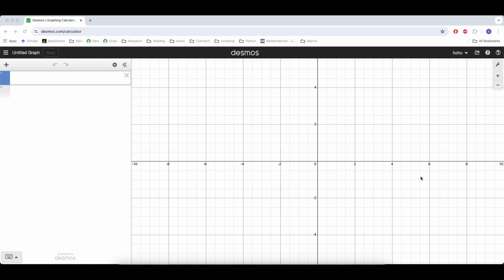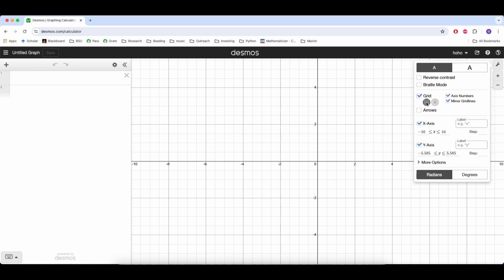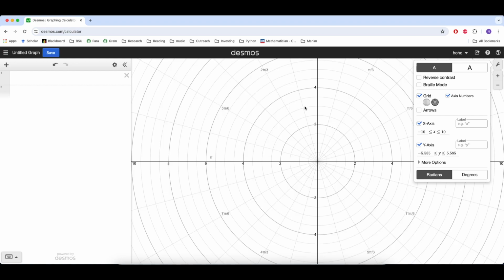Show you how to plot a polar curve. So the first thing that we need to do is switch from the Cartesian coordinate system into a polar plane. To do that, you navigate to this button right here, click on that, and you will see there are two options. One is the Cartesian grid or rectangular grid, and the other one is the polar plane. You click on that and you see the polar plane appear on your screen.